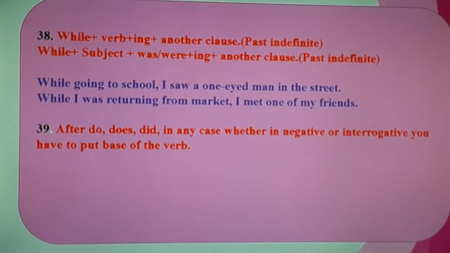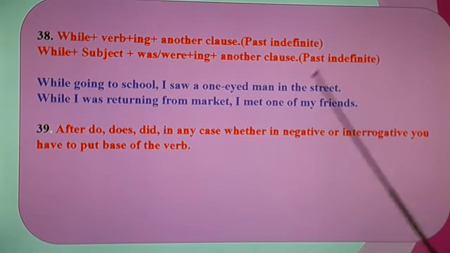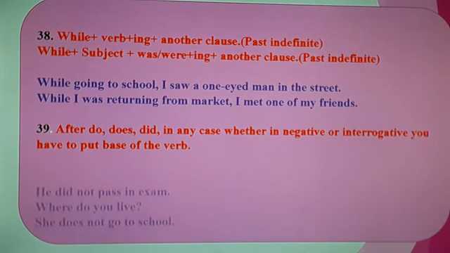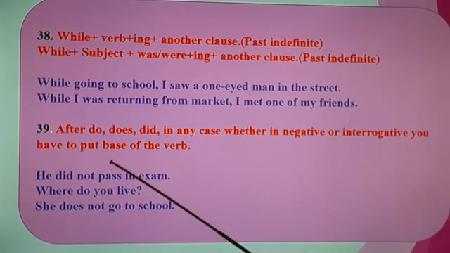Now we have another rule, that is after do, does or did, in any case, whether it is negative or interrogative, you have to put the base form of the verb. I mean, if we use do, does, did in any sentence, after that we cannot change the verb form. It will remain base form. So have a look. He did not pass in the exam. He did not pass. That remains the same, in base form. Where do you live? So there is do and there is live. You cannot change it. She does not go to school. So there is does not, and that is why I use the base form of the verb.